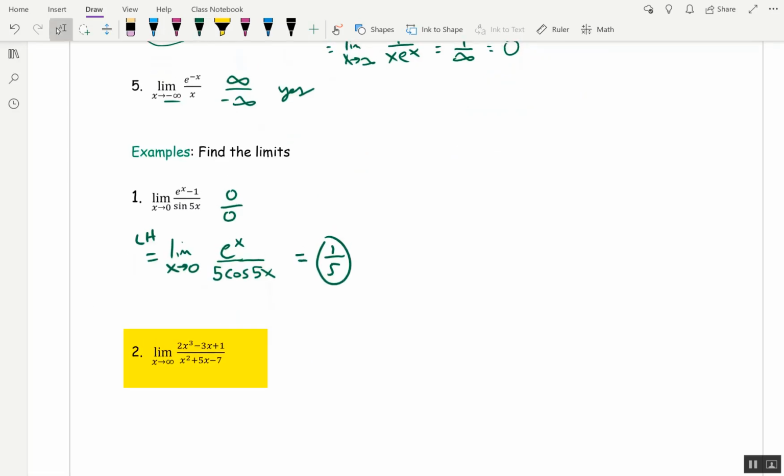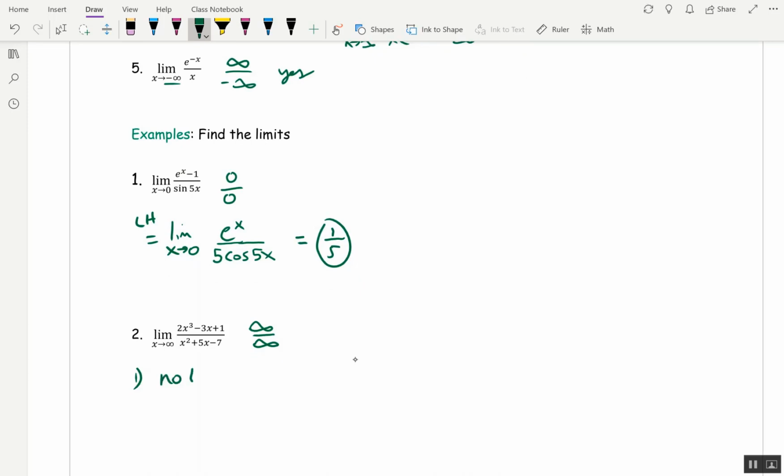Next one, this is infinity over infinity. And so I can do this one of two ways. Method 1, no L'Hôpital.